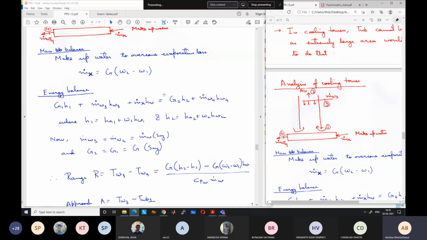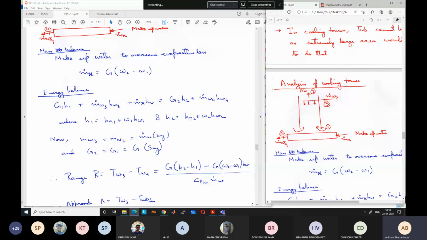So this is the total energy which comes inside the cooling tower. This is equal to the energy which goes out of the cooling tower. The energy which goes out with the wet air is G2, the mass flow rate of dry air, times H2, the enthalpy of wet air per kg of dry air, which is HA2 plus omega 2 HW2, plus the energy which goes out with the water, which is m dot W4 HW4.